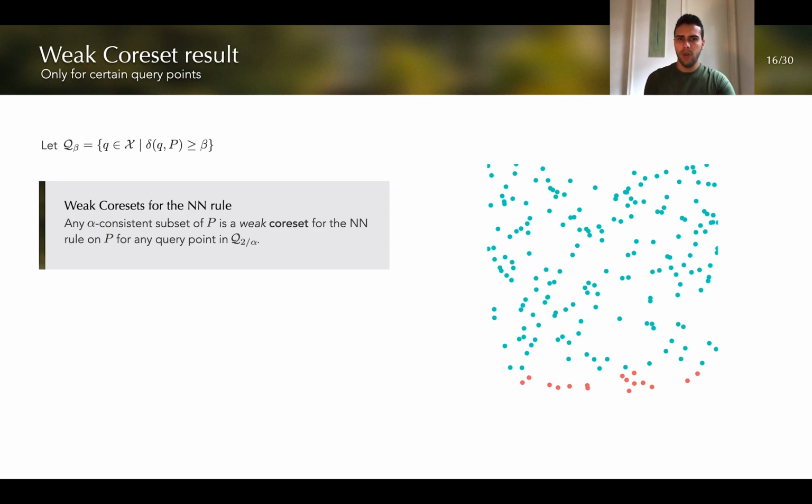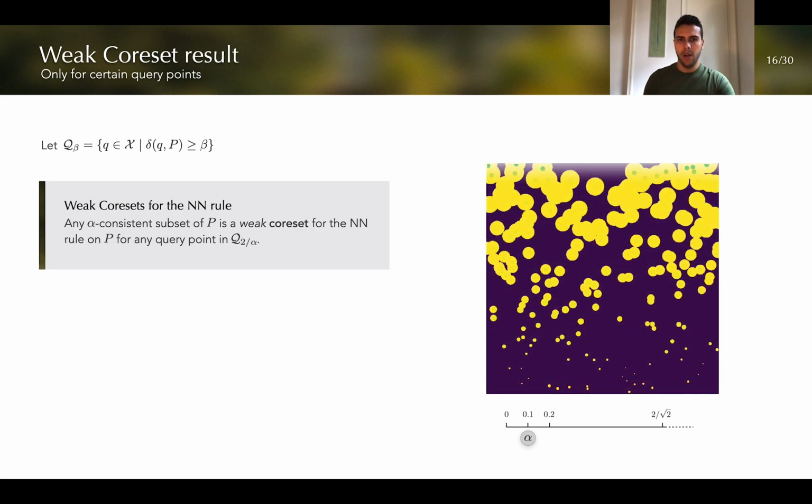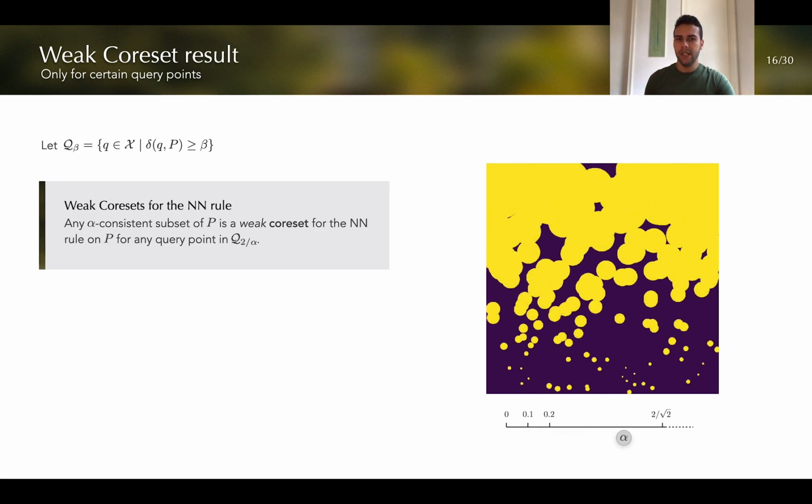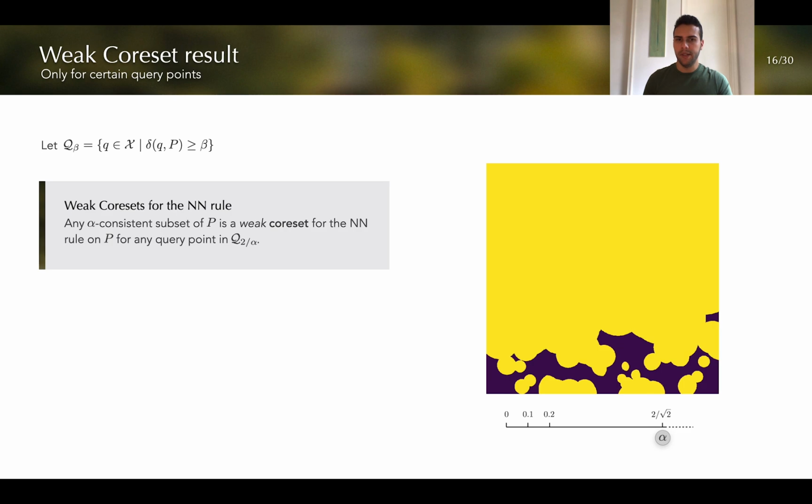In our example, if this is our training set and we set alpha to be 0.1, the regions in yellow represent the query points that are correctly classified after condensation with alpha consistent subsets. And we see that when we increase alpha, these regions also increase.